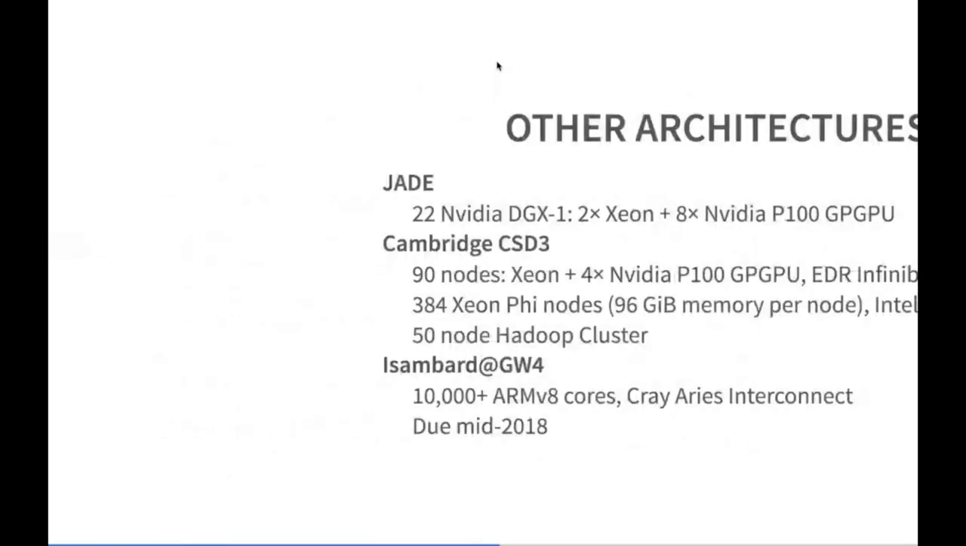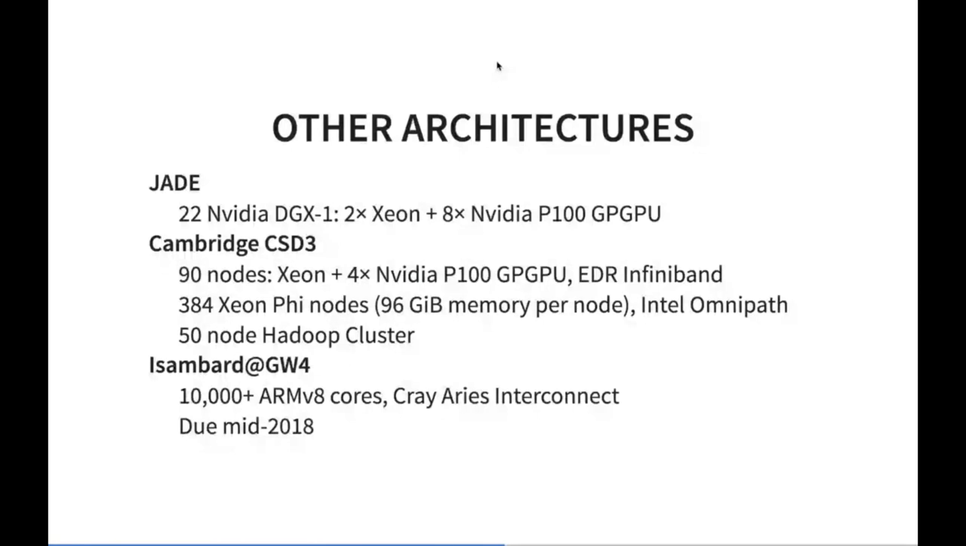But there are also some more novel technologies, different architectures. So the Jade service provides high performance GPU access, so the latest NVIDIA GPUs bundled together in what are these DGX1 boxes, which don't tend to have an interconnect between the different compute nodes, but provide very powerful compute nodes for particularly machine learning usage.